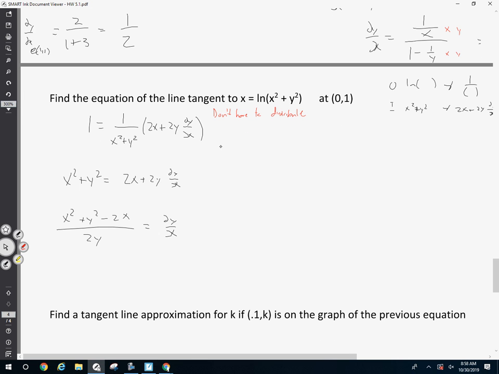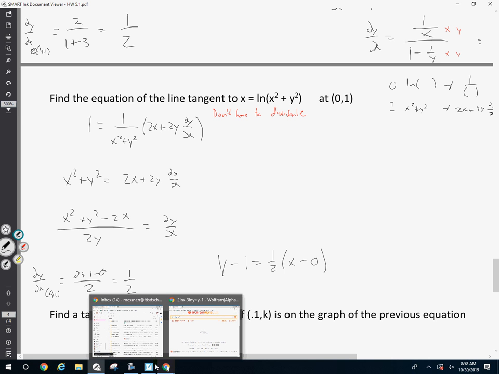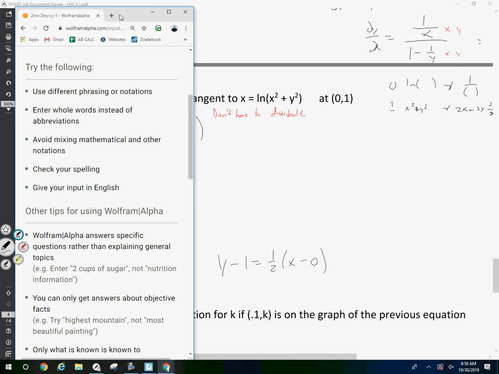At 0, 1, 0 plus 1 minus 0 over 2. It's just a coincidence that all these slopes have been like 1s and 1/2, so it won't always be like that. Yep. Equation of the tangent line, y minus 1 equals 1/2 x minus 0. So y equals 1/2 x plus 1. Why don't we see if we can see our handiwork here.